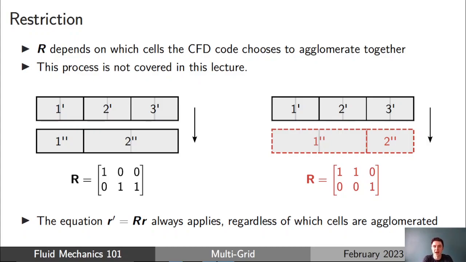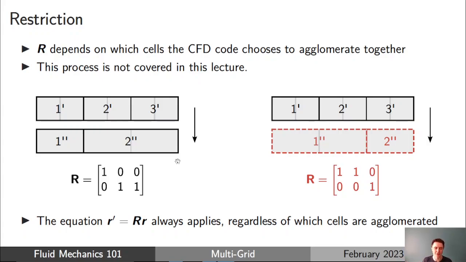There are a number of different methods. You may have come across face area pairing, for example, where the CFD code will choose to agglomerate cells based on which are the largest areas of each cell. Or the CFD code may use methods based on which of the cells have larger matrix coefficients. There are a number of different algorithms which CFD codes can use, but for our understanding, we don't need to really understand that in this talk, and you can always look in the literature if you want more detail.